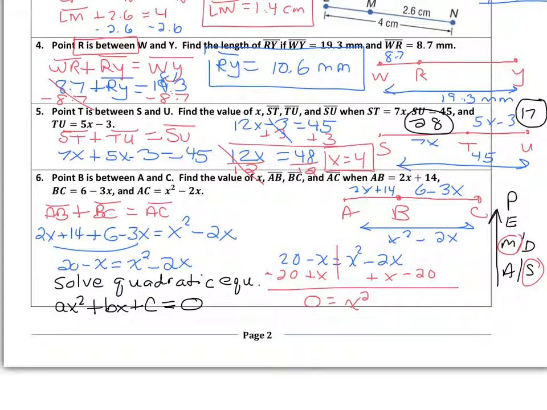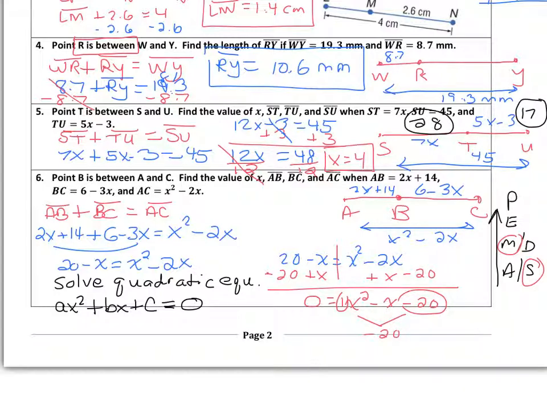So I have x squared. Negative 2x plus x would give us negative x. And I've just got negative 20. So let's see if we can factor this quadratic here. What we want to do here is multiply a times c. And a in this case is a 1, an invisible 1. So we have negative 20.